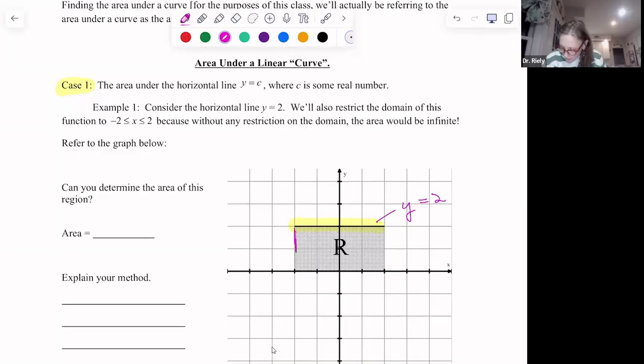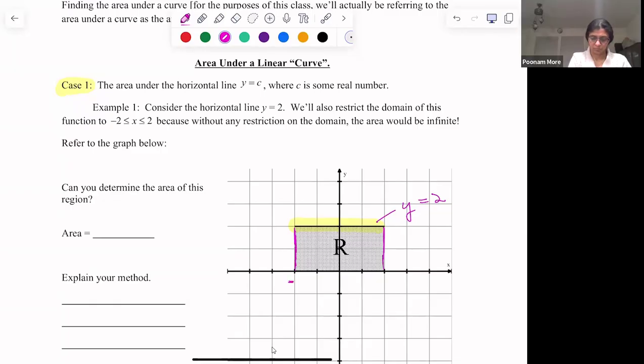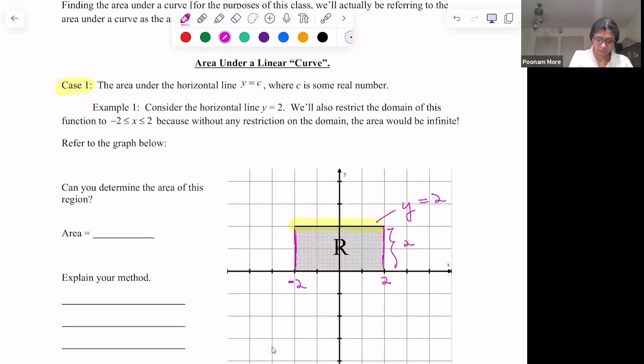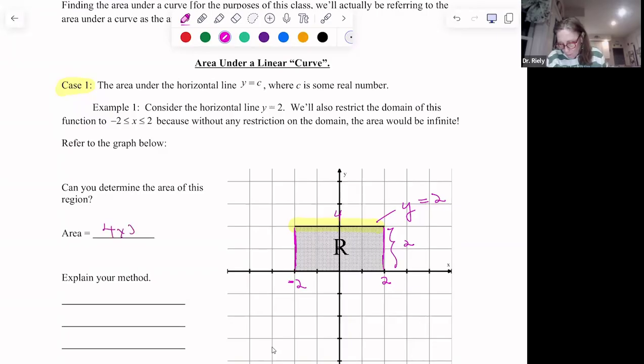So we're going to look at this. We're restricting the domain to be x greater than or equal to -2 and less than or equal to 2. So we're basically doing this shaded area. So can you determine the area of this region? Yes, just using basic geometry. You can say the area is going to be 2, which is the height, times 4, which is 2 and 2. So the area is just going to be 4 times 2, which is 8, and the units will be square units.